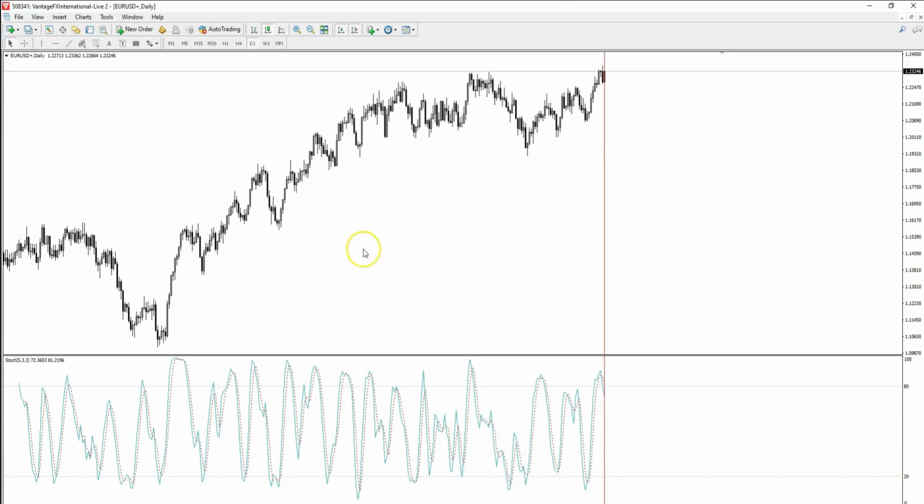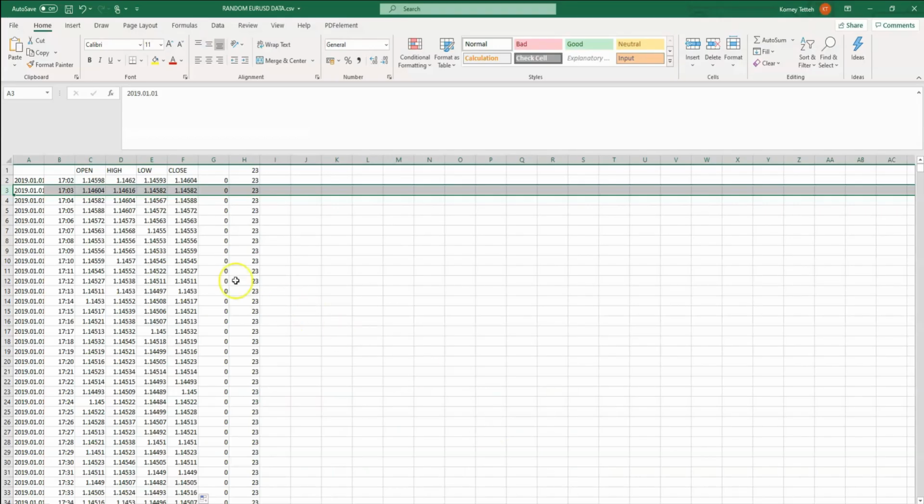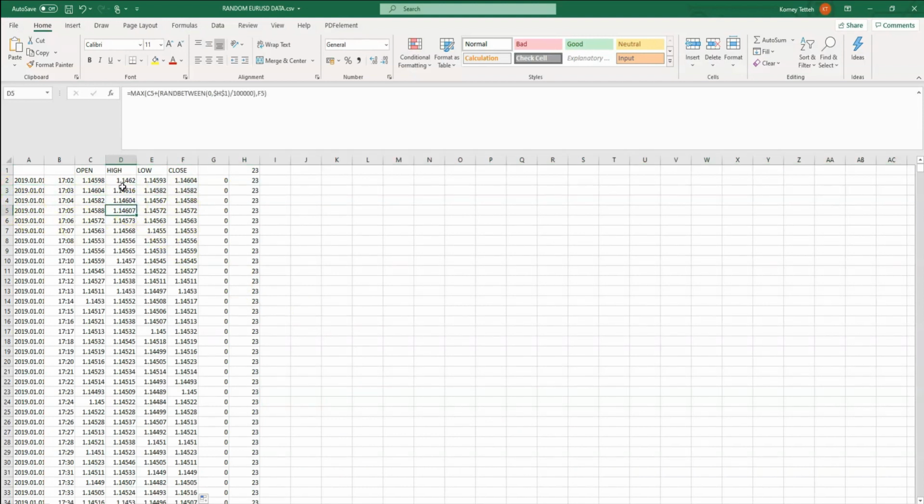Just to explain the formulas again, so we're clear. Each one of these rows represents 1 minute's worth of price data. I'm using a command, random between, to create a random data set here. This 23 is equivalent to 2.3 pips, and that's the average movement of a 1 minute candle, hence why we're using a random between.